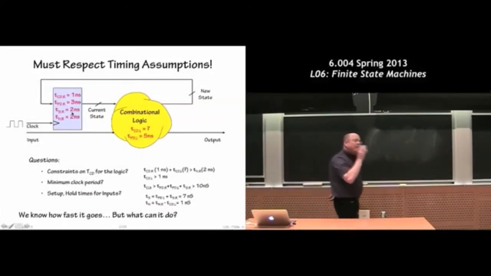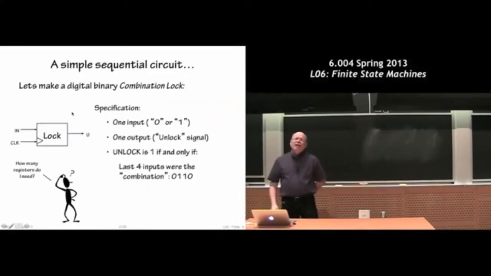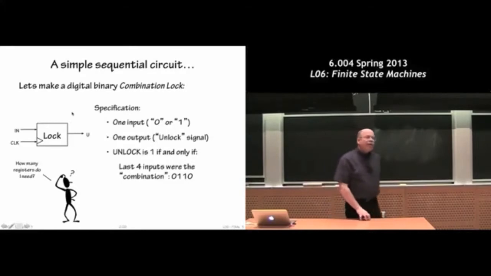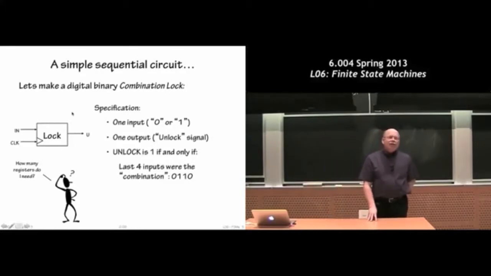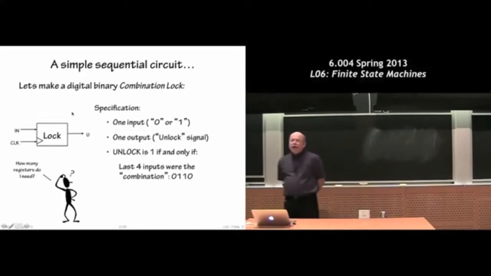Okay. So that's sort of the mechanics of the building blocks. Let's think a little bit about how to build something using these building blocks. So we're going to start with a very simple example. We have a more interesting one towards the end of lecture. So what I want to build is a combination lock.